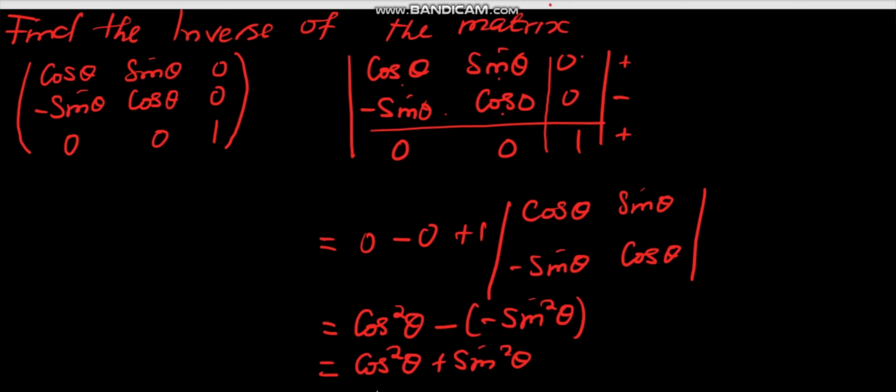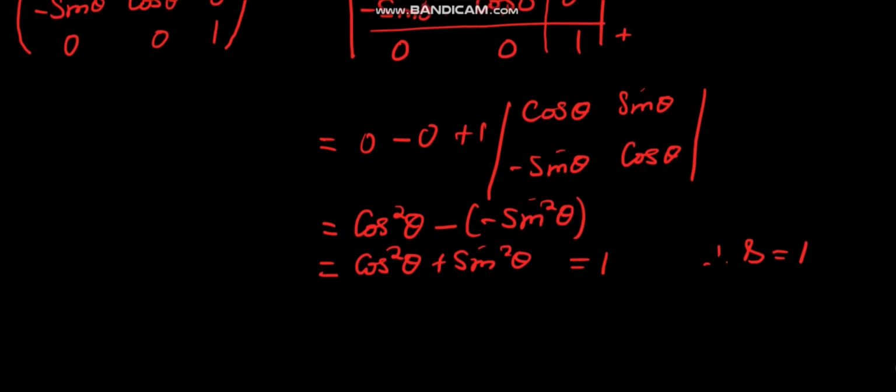But if we look at this expression, this is the Pythagorean identity from the trigonometric functions. So cos squared theta plus sin squared theta just gives us 1. Meaning that our determinant here is simply equal to 1. Okay, so now our next focus is to get the matrix of cofactors.